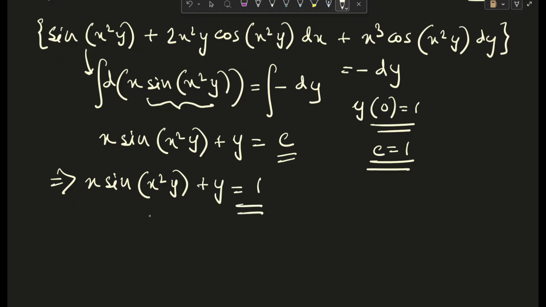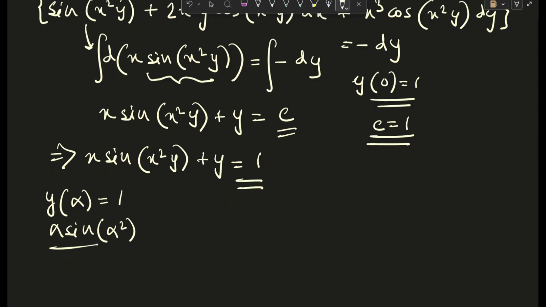And now we were supposed to find out y of alpha, which was given to be equal to 1, and I guess we had to find out alpha sine of alpha square or something like that. I will just check once. Yeah, we were supposed to find alpha sine of alpha square.